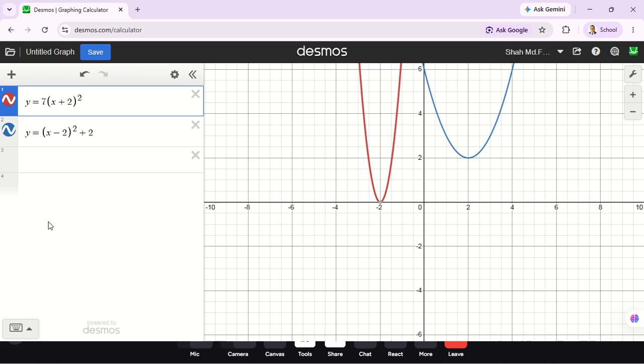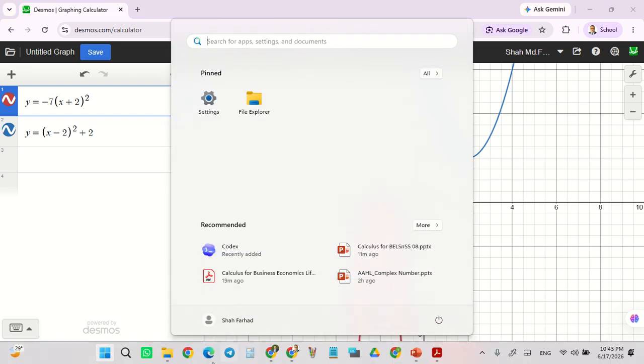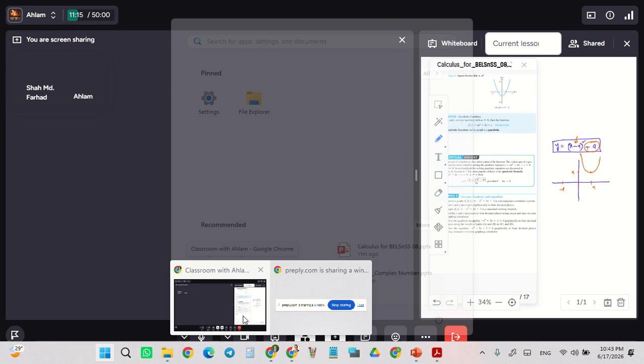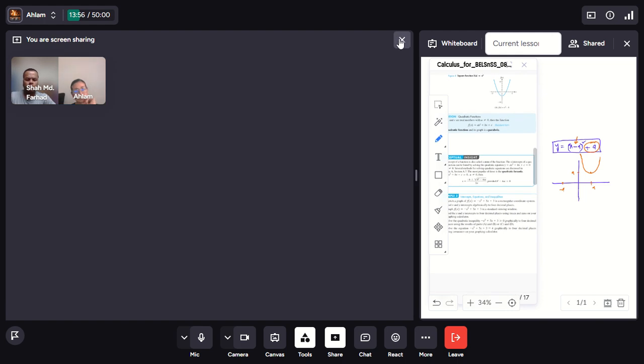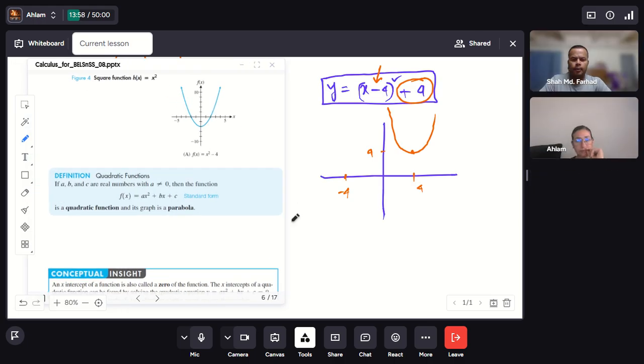Opposite direction, right? Down, right? Here is positive, negative. Okay. Now, okay.